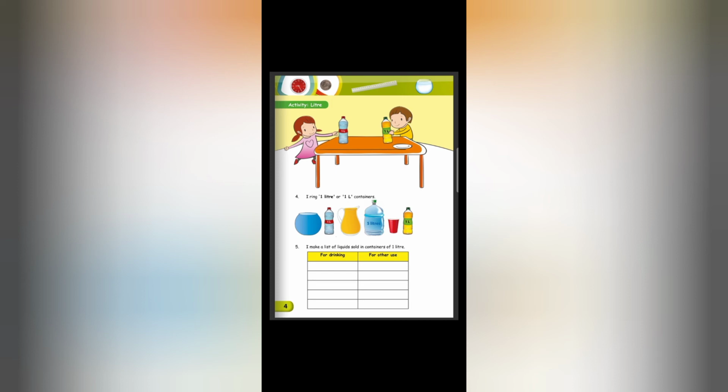And question number 5, make a list of liquids sold in containers of 1 liter. The first column is for drinking and the second one is for other use. So for drinking you may have water bottles, juice bottles, milk bottles, and for other use you can have detergent bottles, soap bottles, hand wash bottles maybe. So you observe the different containers that you have at home and try this exercise as well.